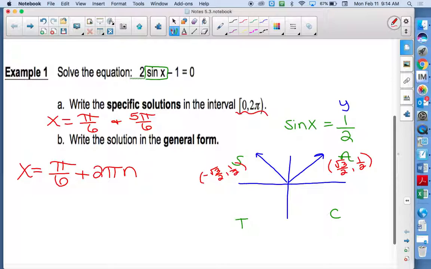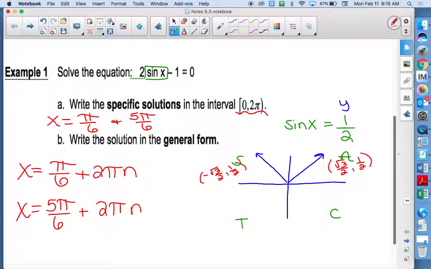Both angles need a specific formula, because the second one is in a different location than the first. So my other specific formula would be with 5 pi over 6. And again, I need to add 2 pi to that angle to get back to that angle. But I spun around the unit circle now one time from that location. So general form has that plus 2 pi n to it. It just says that I can get any angle that's associated with pi over 6 or 5 pi over 6. Specific is the actual values from 0 to 2 pi. Questions?